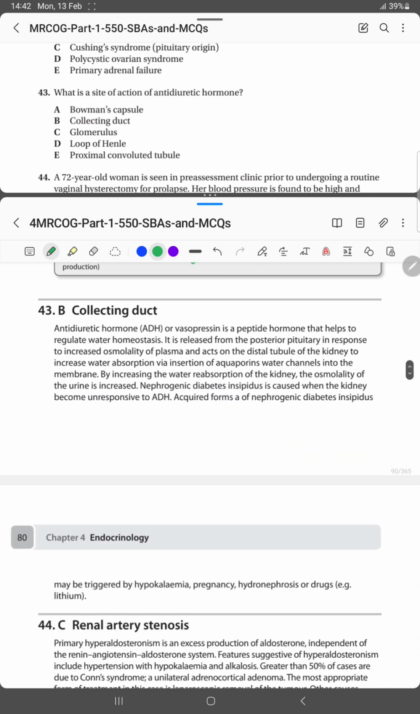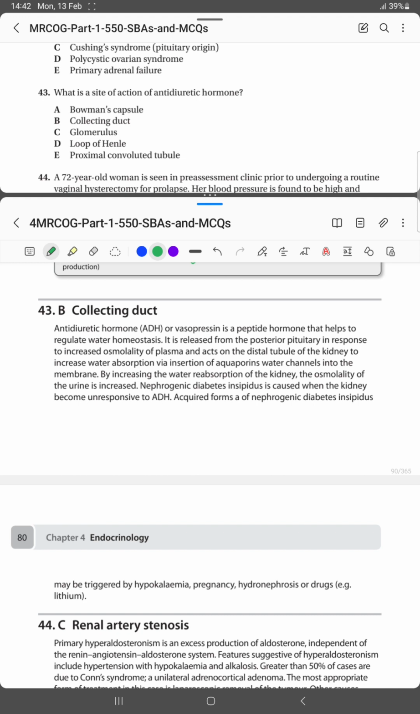Now, next question: what is the site of action of antidiuretic hormone? We know that antidiuretic hormone, or vasopressin, is a peptide hormone that helps to regulate water homeostasis, and it acts on the collecting duct. Option B is correct. It is released from the posterior pituitary in response to increased osmolarity of the plasma, and it acts on the distal tubules of the kidney to increase water absorption via the insertion of aquaporins, the water channels, into the membrane.